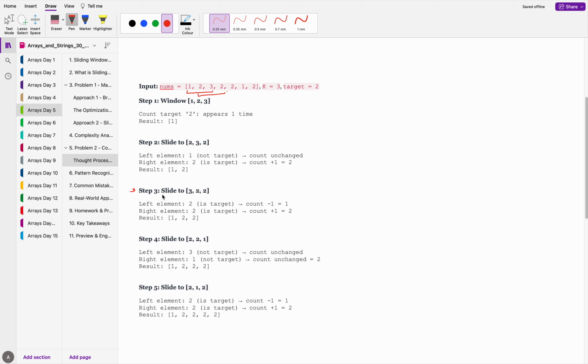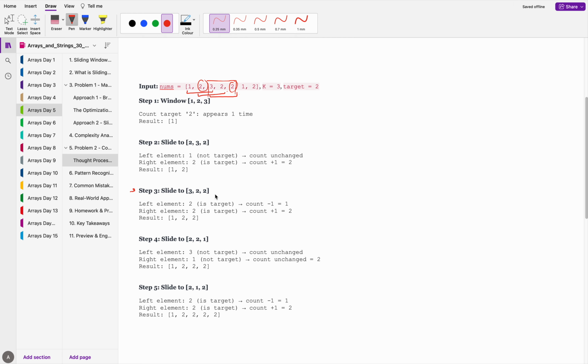Slide 3, step 3 sorry, slide to 3 2 2, अब मैं 3 2 2 पे आता हूँ, 3 2 and 2. Okay, this window की बात हो रही है. So here 2 got removed from this window है ना, left element 2 is target, so count -1 किया तो 2 में से 1 गया तो 1 आ गया अभी के लिए, ठीक है, for now.